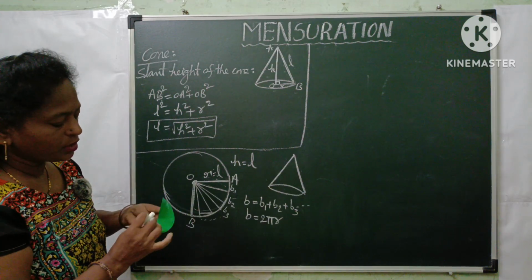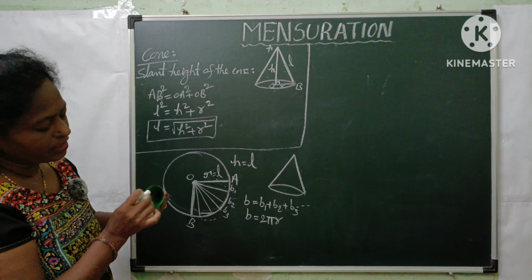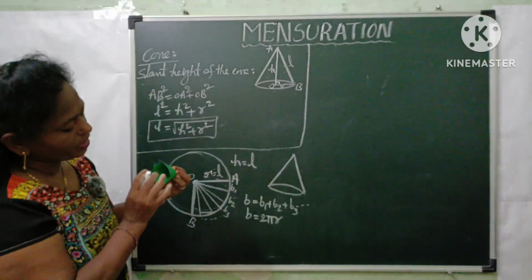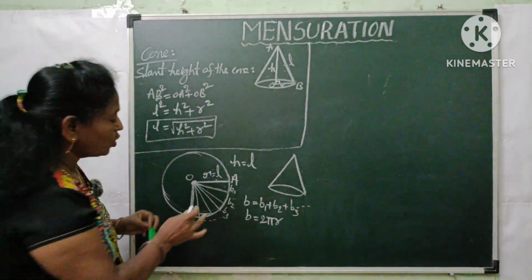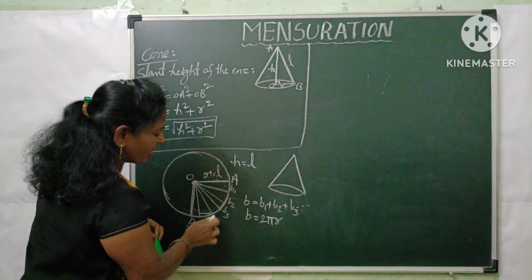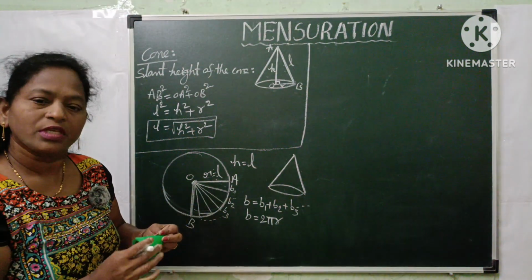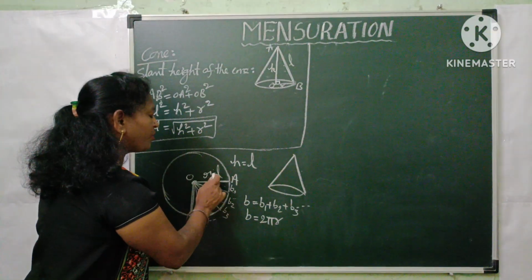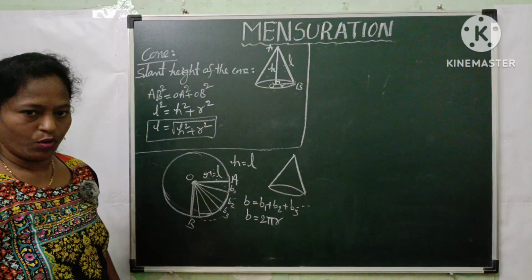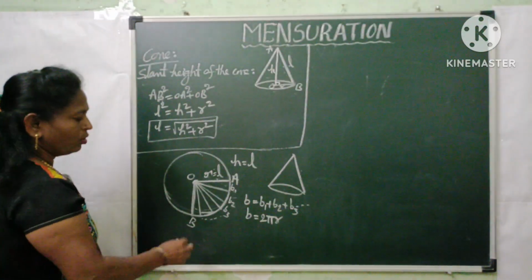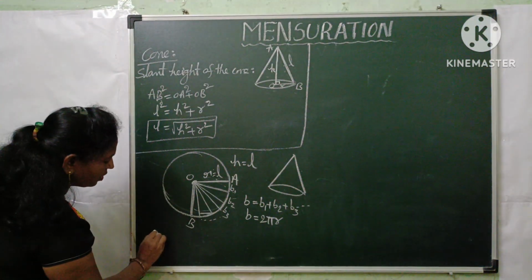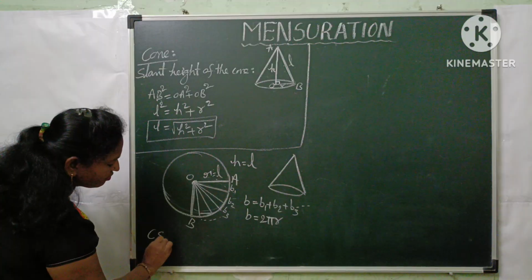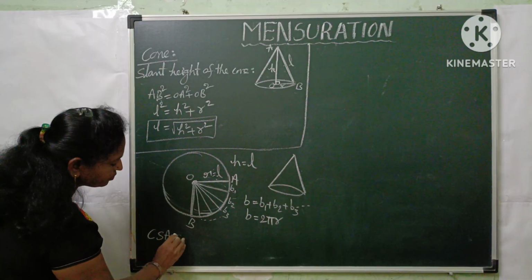If you hold this cone, when you are joining these edges, it is circular. So here all the bases of the rectangles are equal to the circumference of the circle, and the height is equal to the slant height of the cone. Okay. Now we have to write the curved CSA, curved surface area of the cone.